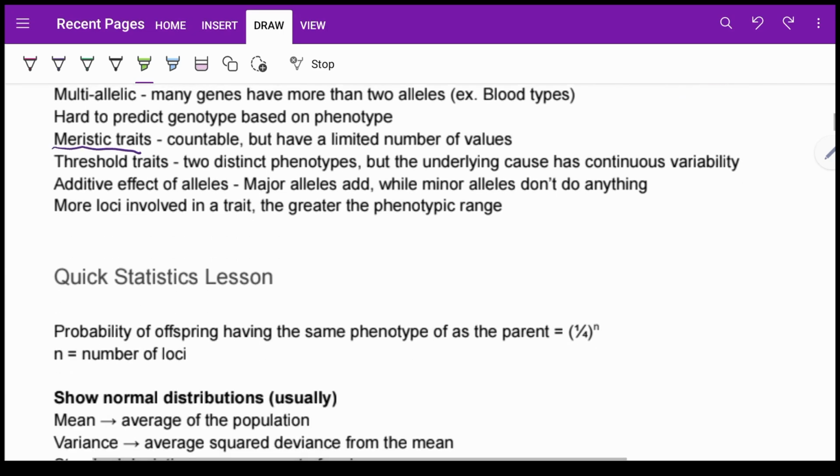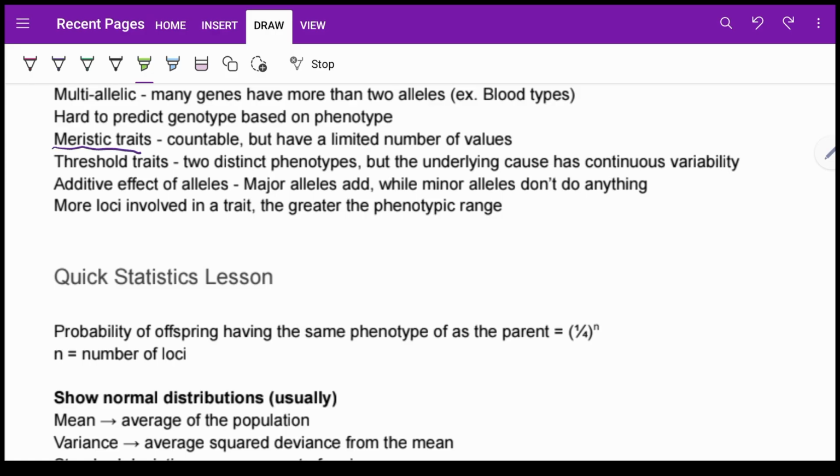We also have the additive effect of alleles. Major alleles add to the expression, whereas minor alleles don't do anything. So if you had three major alleles, signified by capital letters, and three minor alleles, say that's average, an average height. But if out of those six alleles, five were major and only one was minor, then you would be a very tall person. Whereas if four of them were minor and only two were major, you would be a very short person. That's kind of how additive alleles work.